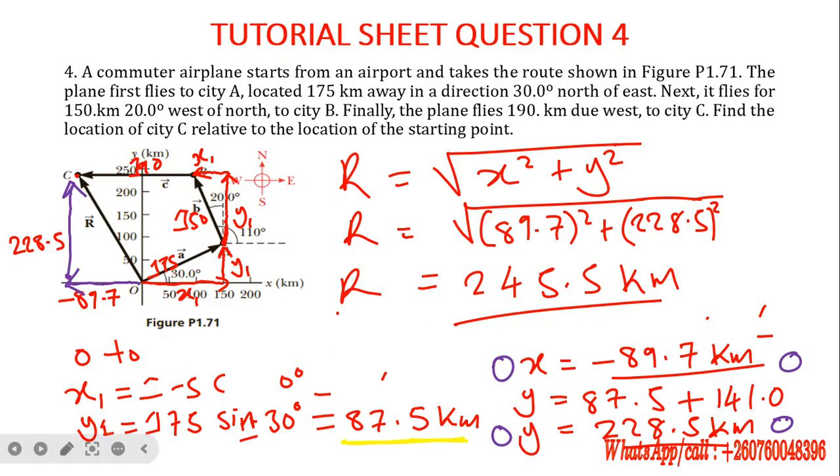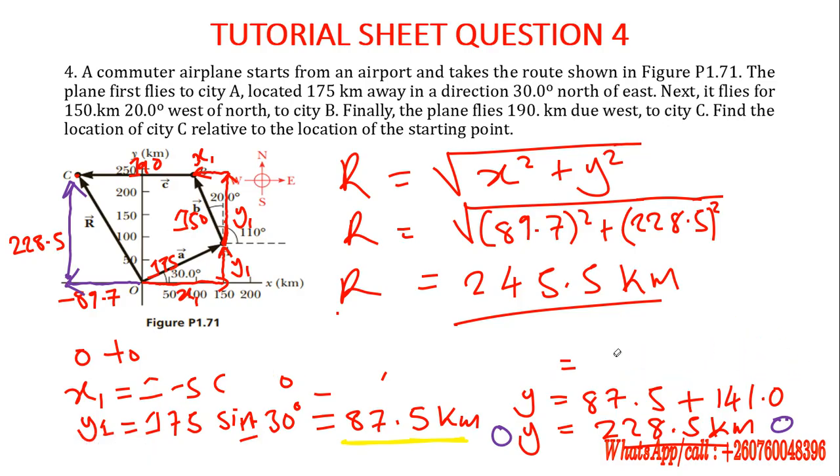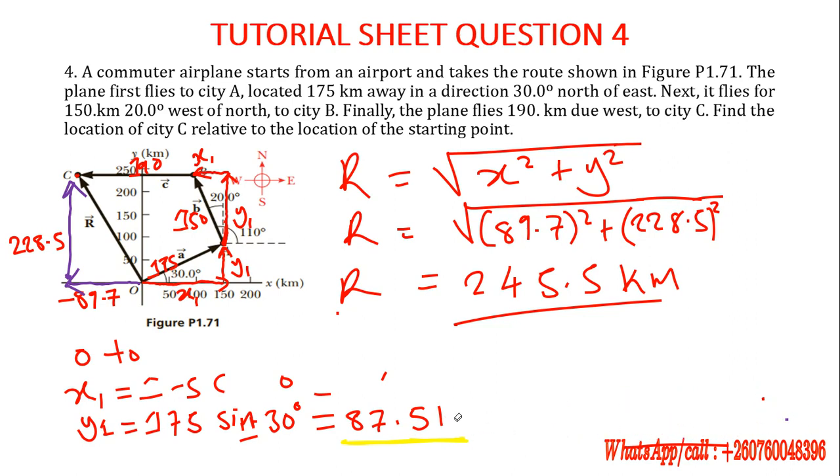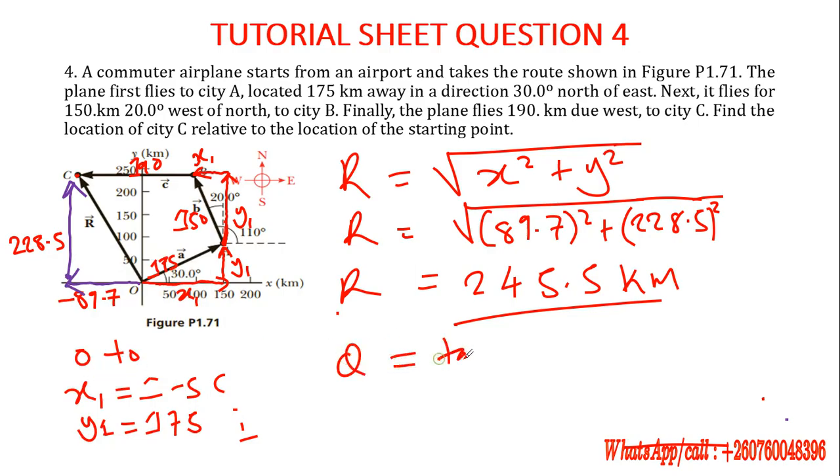Now, what about the direction? Let me create some more space so that you see how this thing is done. So for the resultant, you solve it like this. For the direction, it is tan inverse of your y over your x, like that.